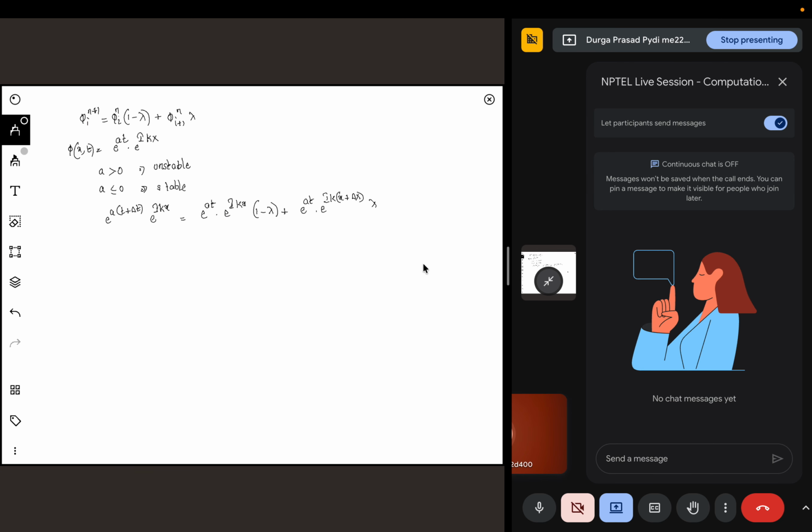Then we can write this as, let's say I'll call e power a times delta t, this is basically the rate at which the value is increasing from t to t plus delta t. So if I take phi of x comma t plus delta t divided by phi of x comma t, this is basically e power a times delta t. I'll call this the growth factor g, or any other name that you can keep. So this will be g. Then e power at and e power ikx can be cancelled, since they are basically non-zero values.